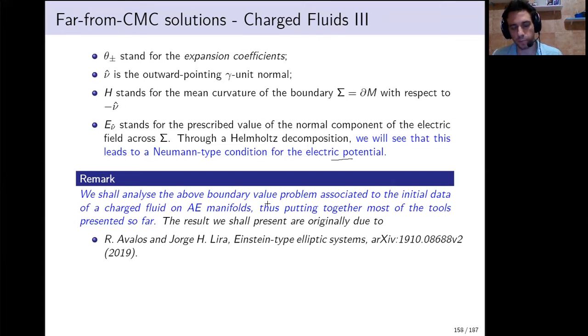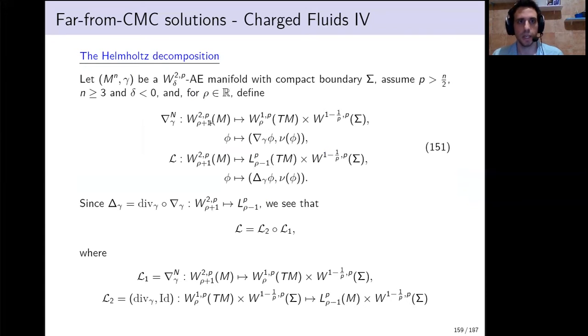And the results that we are going to present are contained in this paper by myself and Professor Jorge Lira. Here, the results are more general, but a particular application is to the case of this kind of electromagnetic constraints. Good. And everything also is described in detail in the lecture notes. So let us start with the Helmholtz decomposition so as to rewrite the electric constraint as a second order PDE.